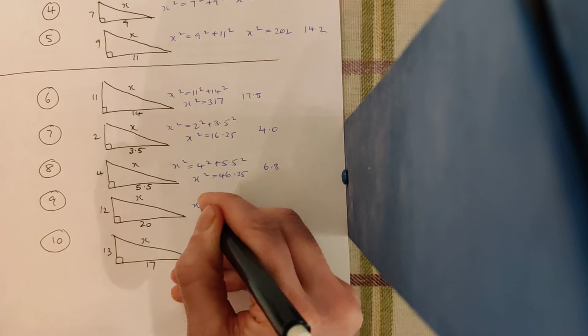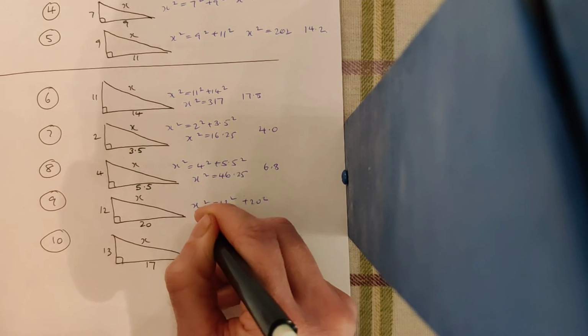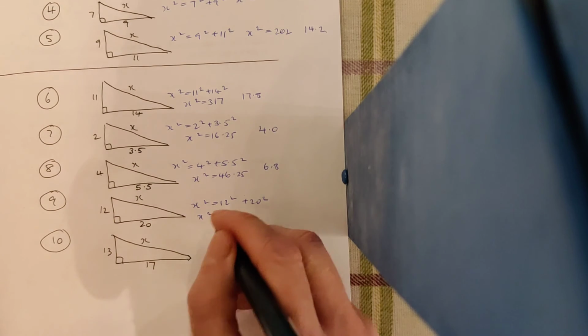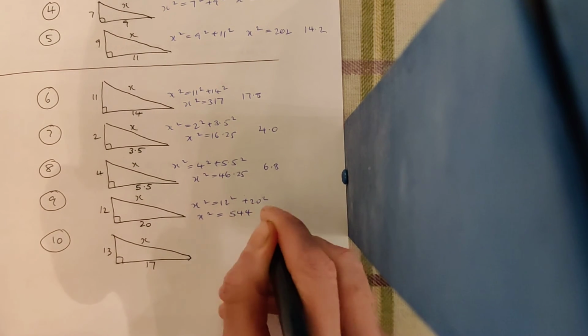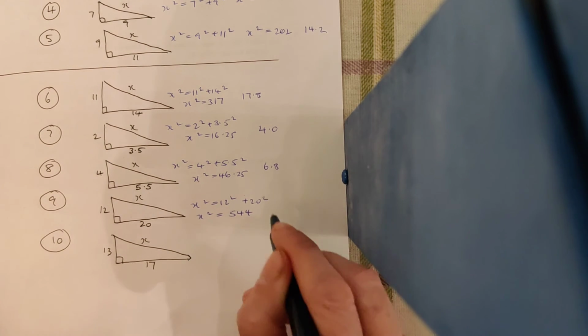Number 9, x squared equals 12 squared plus 20 squared. So x squared equals, so let me work that out, 544. So x is the square root of 544, which works out as 23.3.